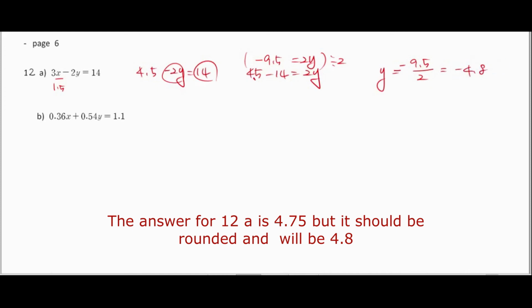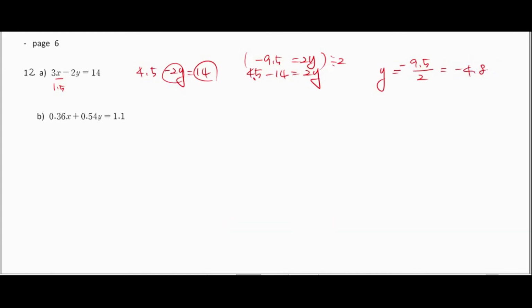And now let's solve for b right here. So this time it gave us the y, not the x. Let's say the y is 0.7. And before calculating this, I'll just fix this decimal first. Before, I'll multiply by 100 on both sides. Then 36x plus 54y equals 110. This is how I'll solve this question.